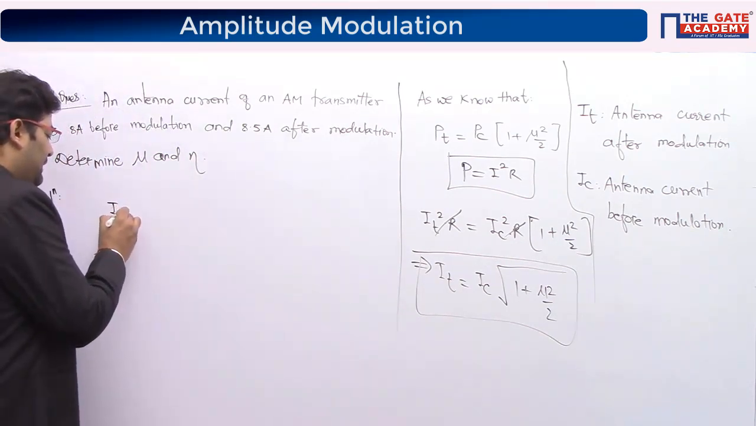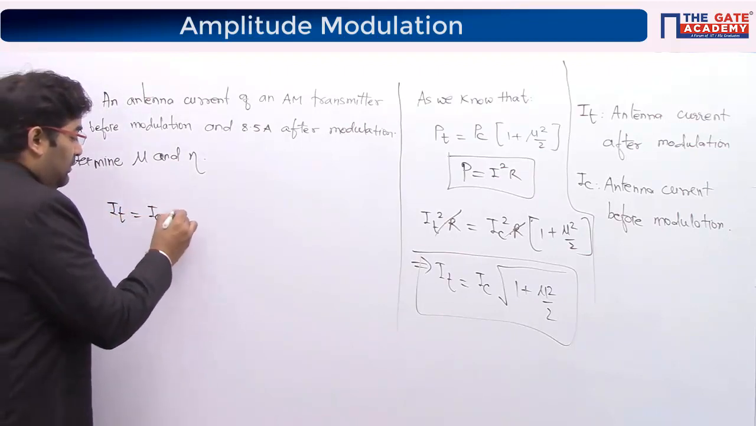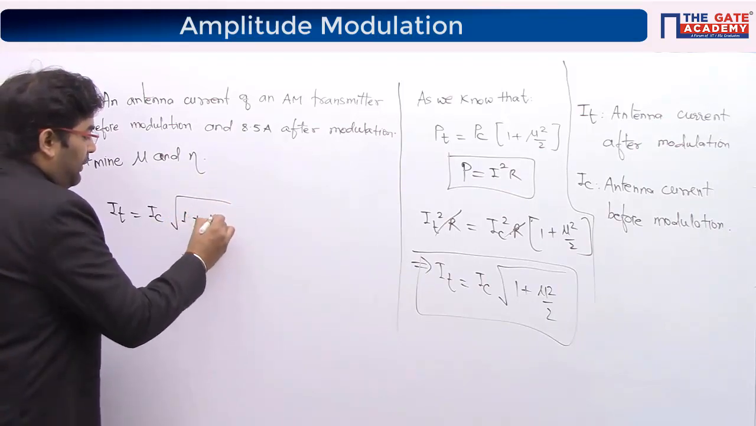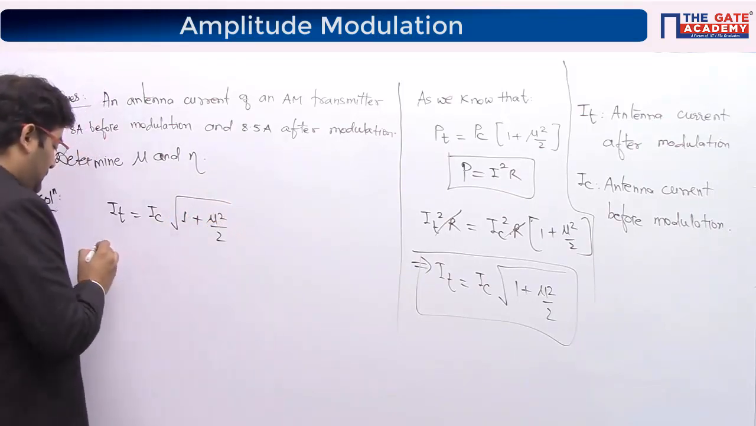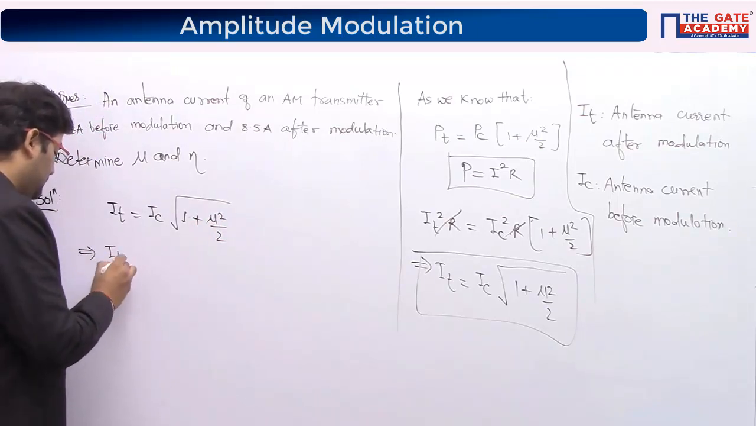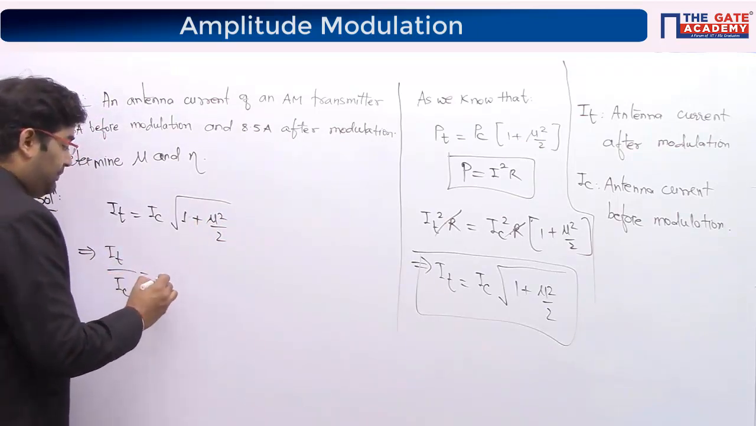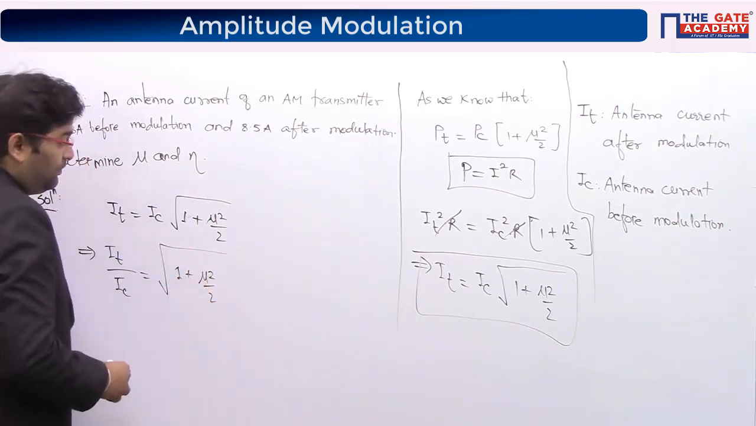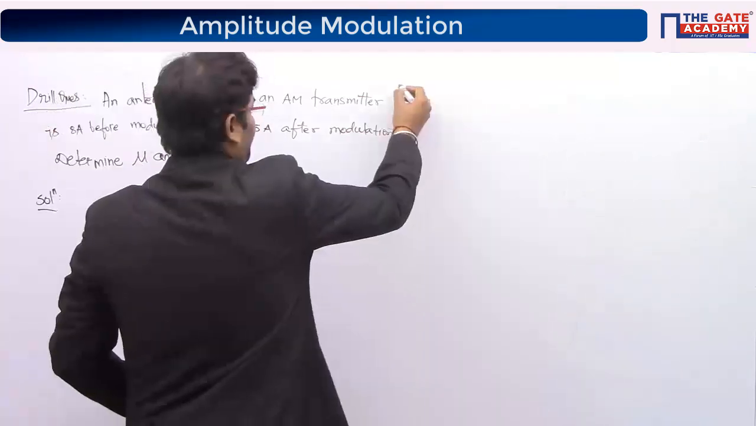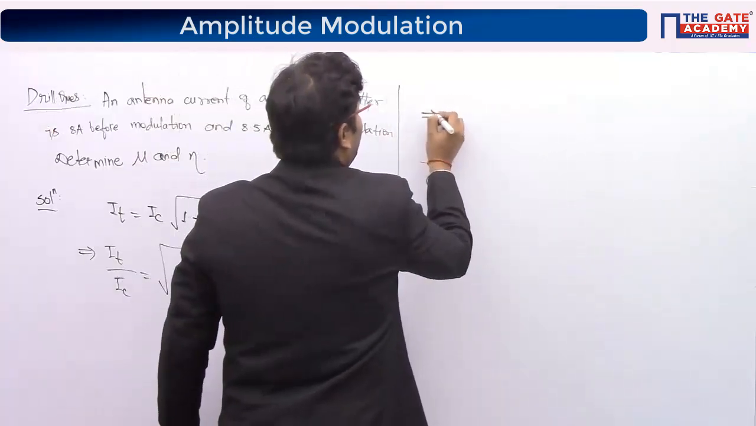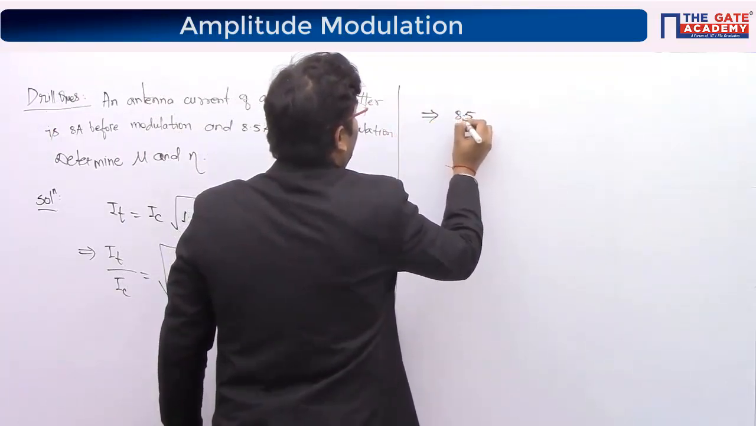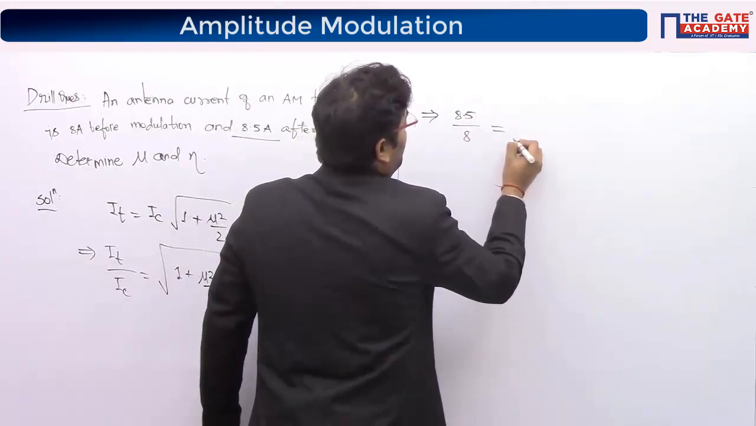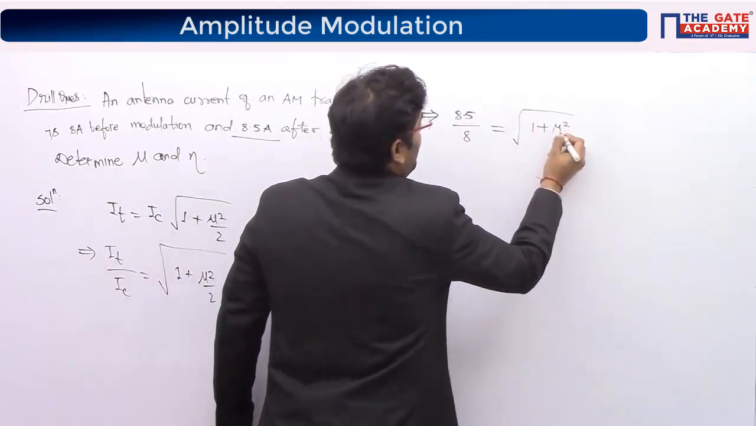We know that IT equal to IC root under 1 plus mu square by 2. So we can write IT by IC equals root under 1 plus mu square by 2. So IT is equal to 8.5, IC is equal to 8, root under 1 plus mu square by 2.